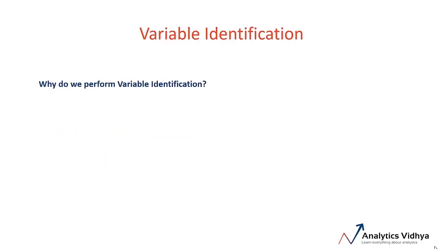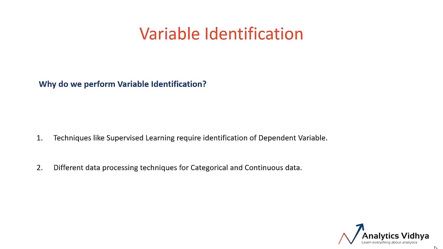But why do we need to make these identifications? As it turns out, all supervised learning algorithms like linear regression, logistic regression, etc. require a dependent variable. Also, algorithms handle categorical and continuous variables differently. So, there are different processing techniques for these types of variables.